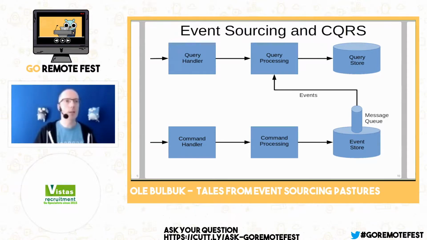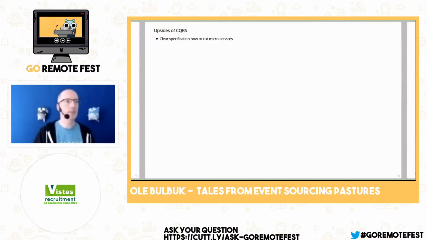And so let's take a look at what upsides this gives us. First of all, a clear specification how to cut microservices. There's not just vague, oh, find natural boundaries or whatever. You clearly have a write, put it there. You have a read, put it somewhere else. And further on, it helps you separate things further too. It helps quite a lot there.